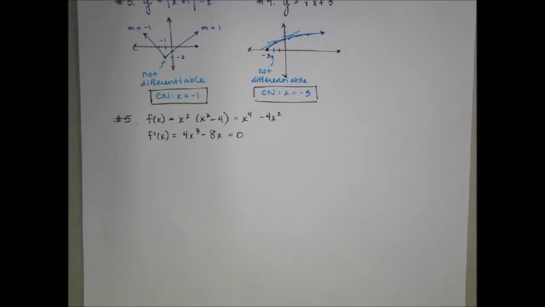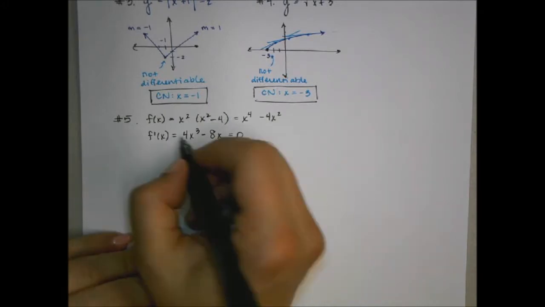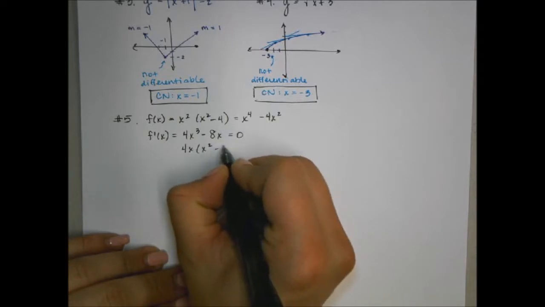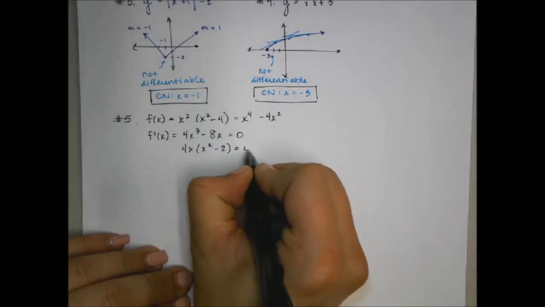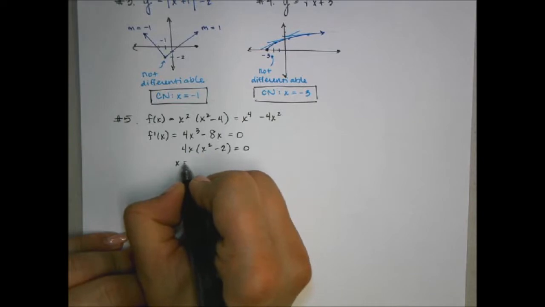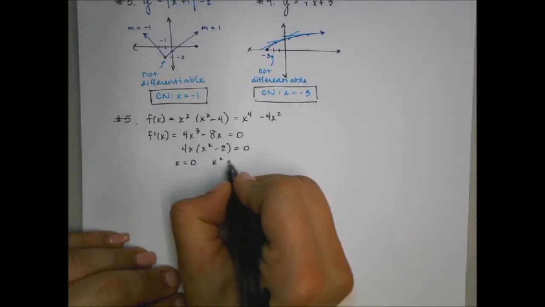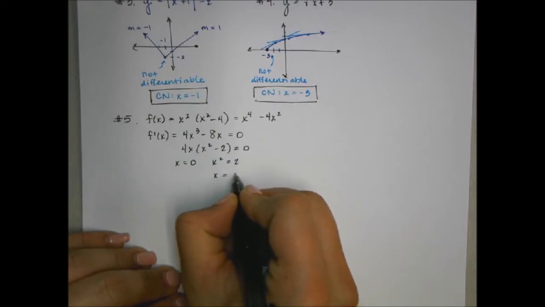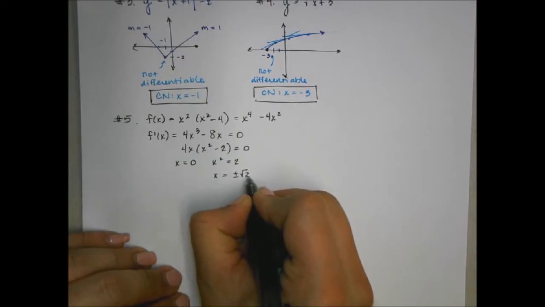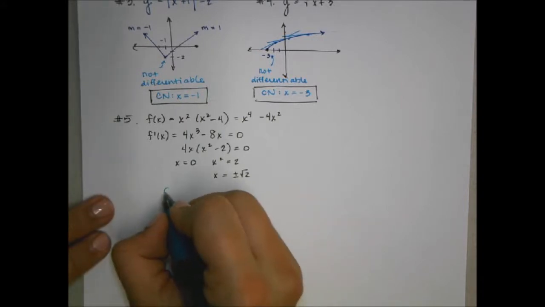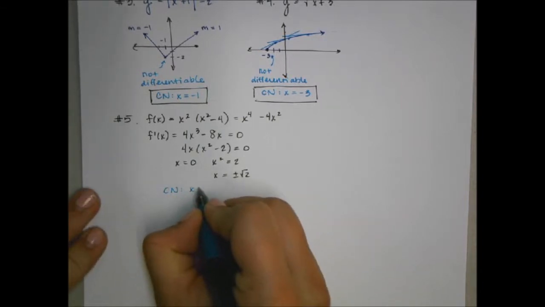So a little factoring. I have when x is 0, that's one critical number, and I have when x squared equals 2, or when x is plus or minus square root 2. So my three critical numbers: 0, plus and minus root 2.